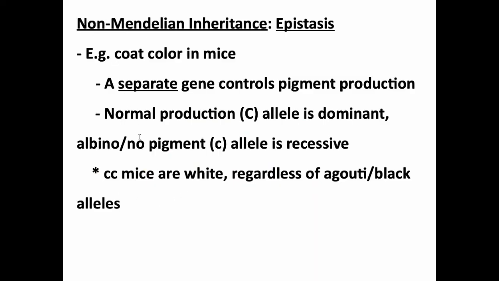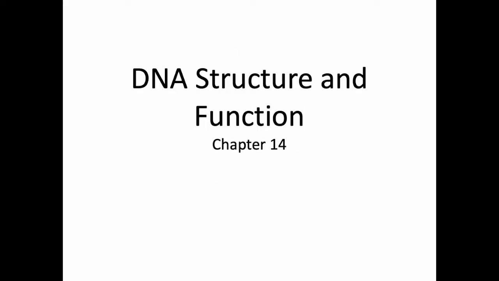So again, we had it written down before. In summary, the lowercase c mice are white regardless of what the agouti black alleles say. This gene overrides the other gene. Okay, that brings us to the end of non-Mendelian inheritance and to the end of genetics, but we're actually not done with this recorded lecture with the last few minutes. I want to skip over and briefly get started on the next chapter, chapter 14, DNA structure and function.